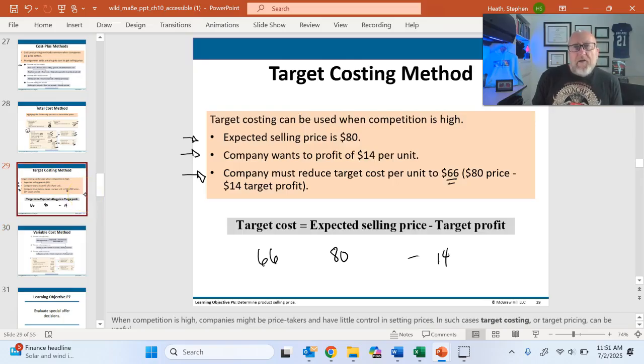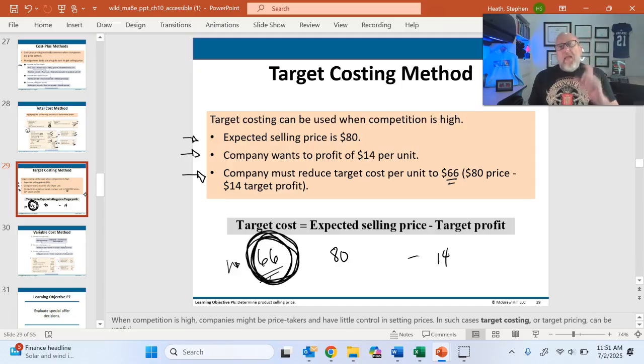Our target cost, what I would say is it's not going to be that easy. I bet you anything in the homework is going to be slightly more difficult. In the homework, what you'll probably do is figure out a target cost and then figure out if you can create a product at that particular cost. Okay.